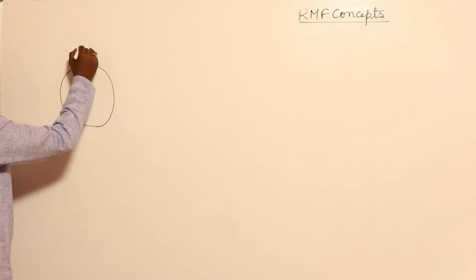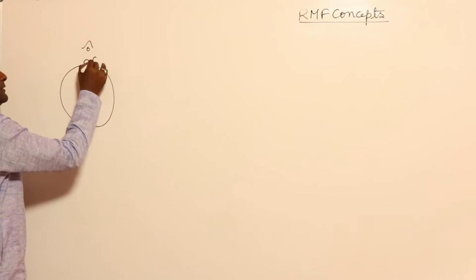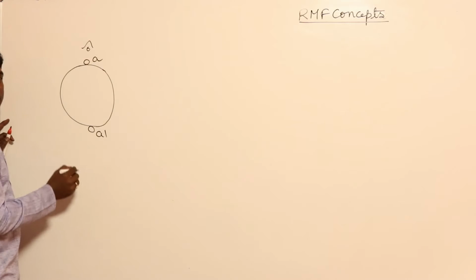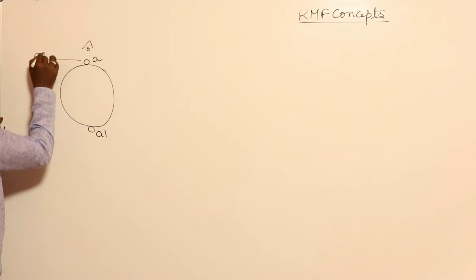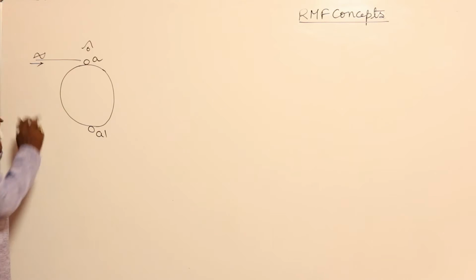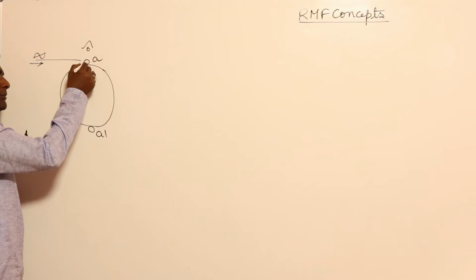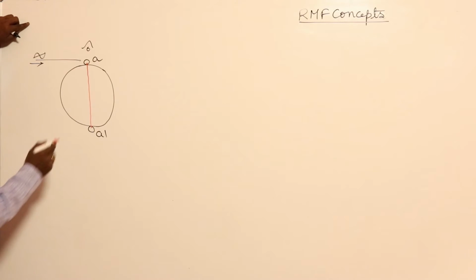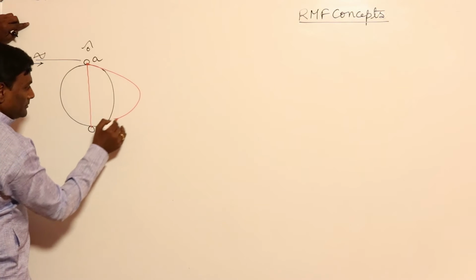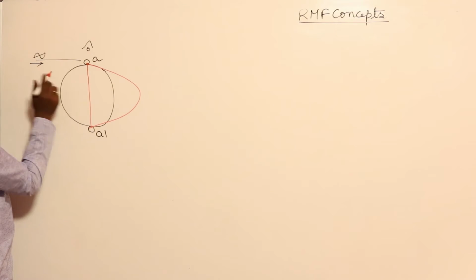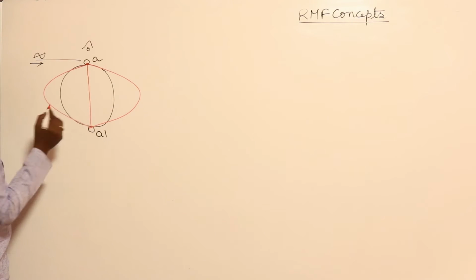See, if I have a stator, in the stator let me take A here, A dash here, okay? Let me supply sinusoidal current here. So if I supply sinusoidal current, when current is zero, my MMF created by this is going to be zero. Now when current is maximum, my MMF is going to be maximum. When current is zero, again MMF is going to be zero. When current is negative maximum, it is going to be negative maximum, like this.